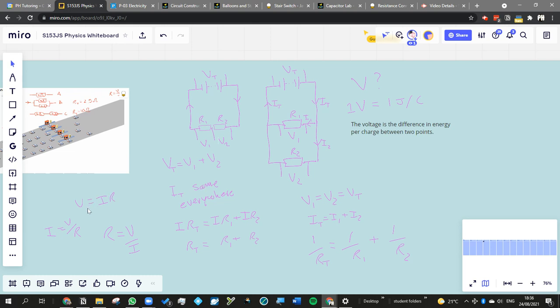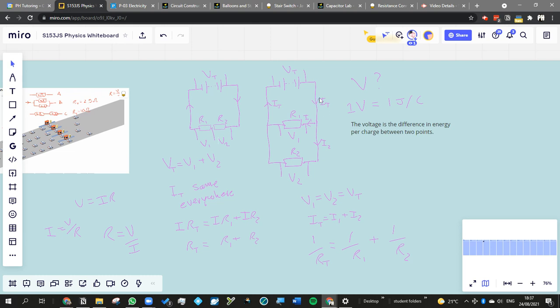By using this equation here, we can sub in, instead of writing V total, we write I multiplied by R total. Instead of writing V1, we write I multiplied by R1, and so on and so forth. And because the current is the same everywhere, they all cancel out, and we have that formula there.